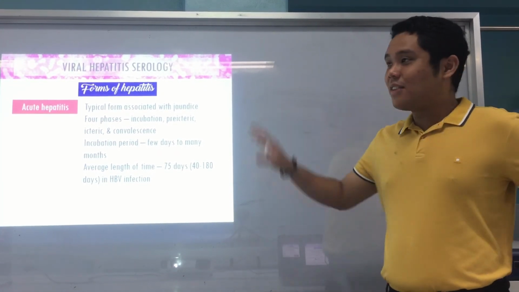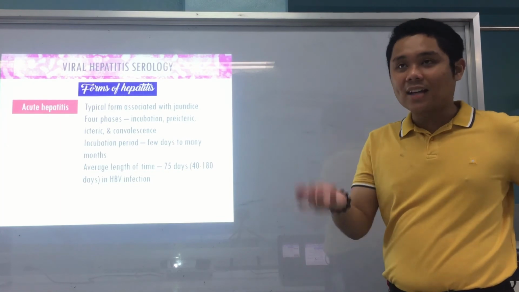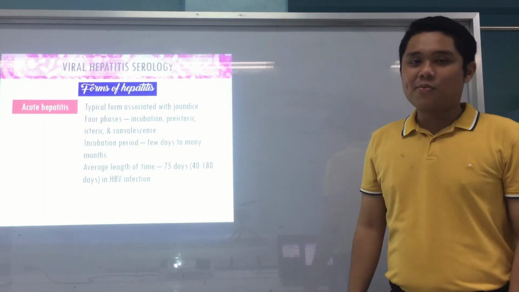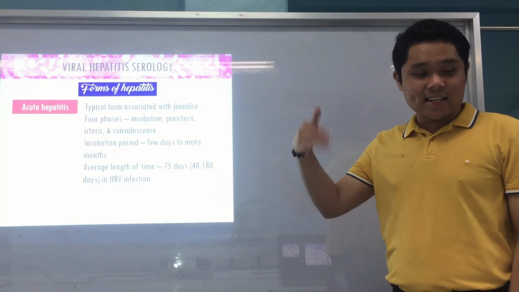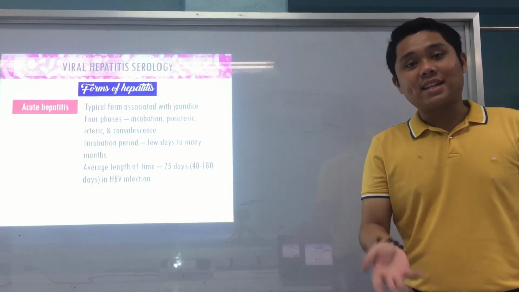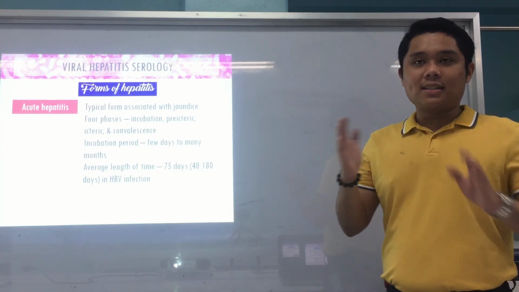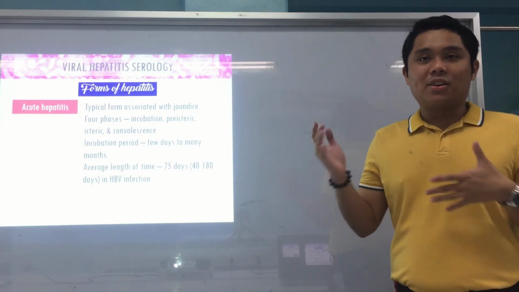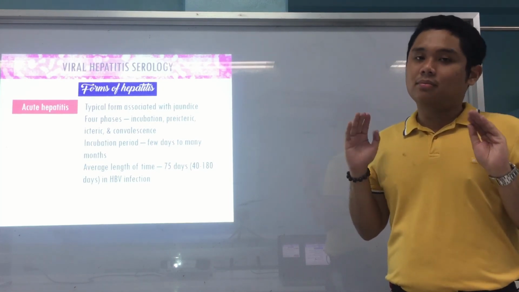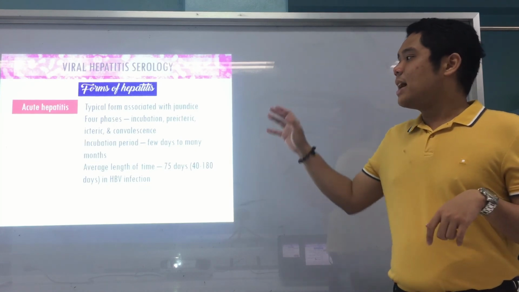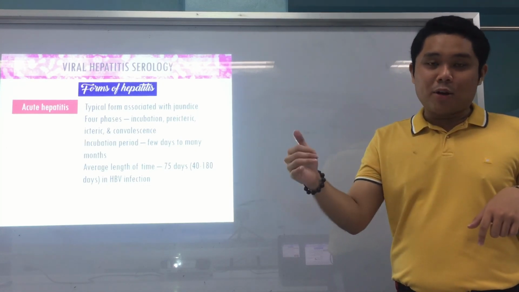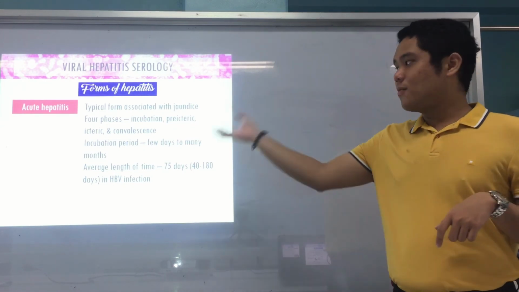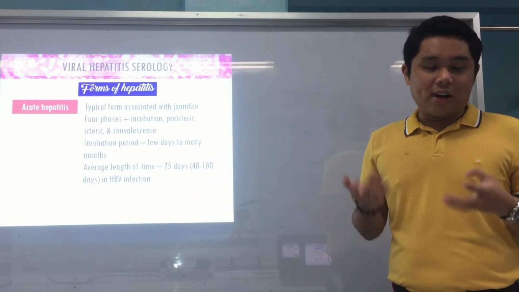Anyway, alright. So we have acute hepatitis, by the name itself, it's current, active, it just happened. It is the typical form associated with jaundice. You have 4 phases: incubation, pre-icteric, icteric, and convalescence. Incubation is the period of time wherein you don't feel any symptoms yet, and no serological markers are detected yet in your patient's system. Pre-icteric and icteric refer to the increase in bilirubin. Pre-icteric is before jaundice, icteric is the jaundice itself, and convalescence is when it has healed.